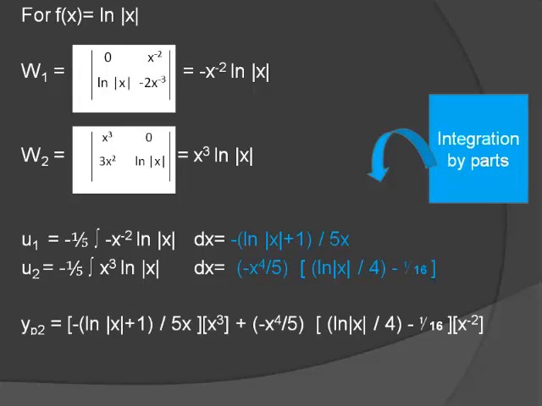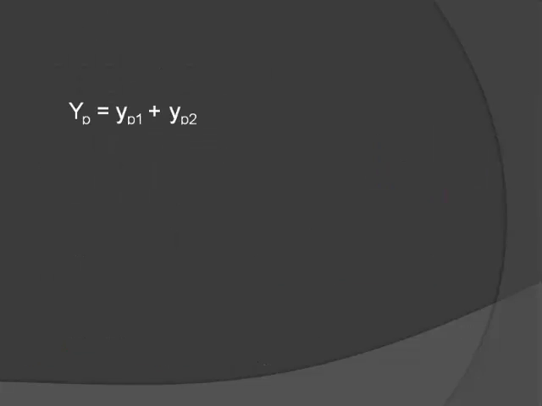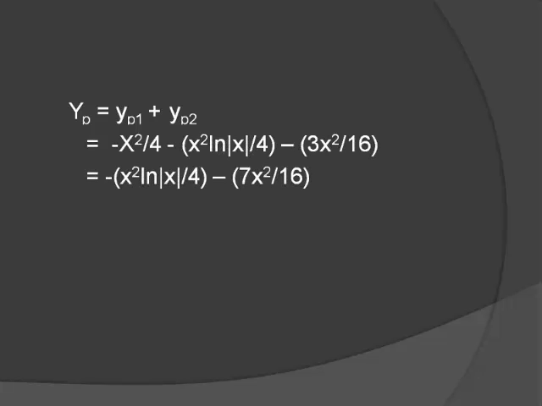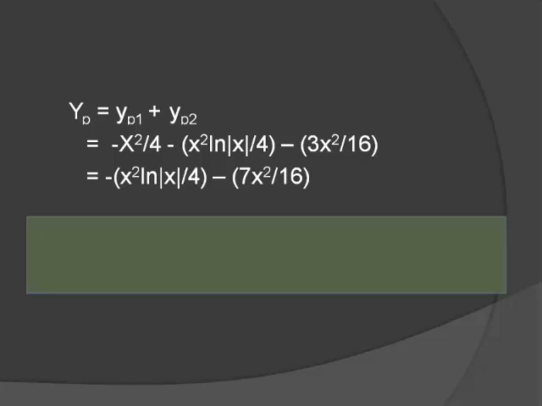Then we substitute u1 y1 plus u2 y2, so we have yp2, which is equal to negative x squared ln of x over 4 minus 3x squared over 16. So for our real yp, we have to sum the yp1 plus yp2, so we have negative x squared ln of x over 4 minus 7x squared over 16.